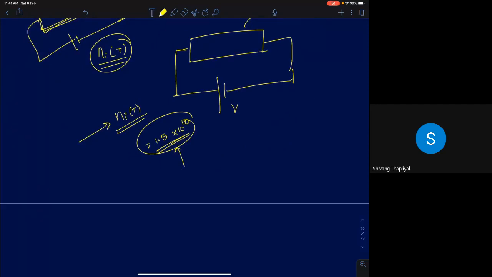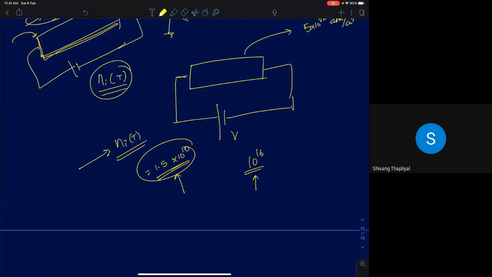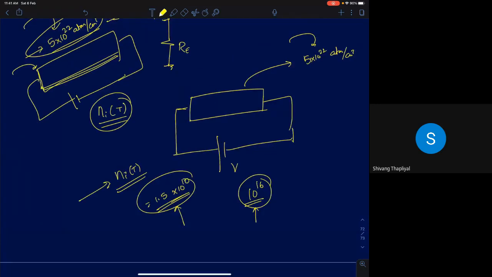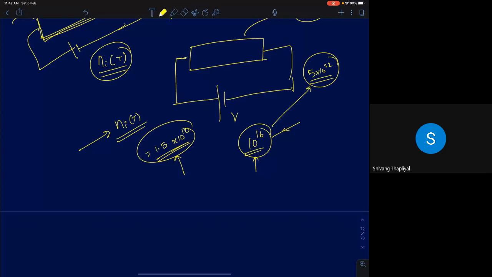Now what we'll do is we'll dope the material. Once I dope the material, let's say I add 10 power 16 dopant atoms. 10 power 16 is still a small number. What is 10 power 16? You have 5 into 10 power 22 atoms per centimeter cube. You take a 1 centimeter cube chunk of silicon, you have 5 into 10 power 22 silicon atoms, and you are introducing some 10 power 16 per centimeter cube dopant atoms. Now just compare the ratio of these two. The ratio will be 5 into 10 power 6.